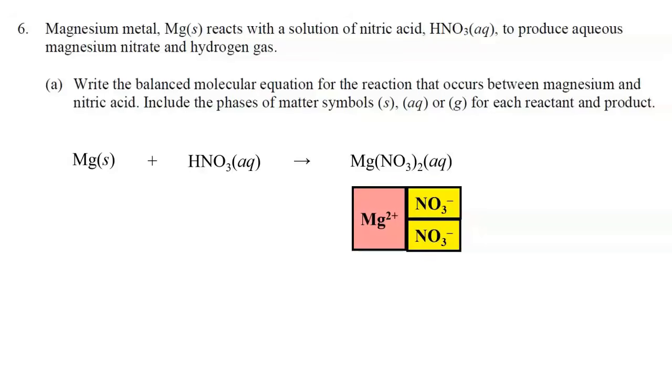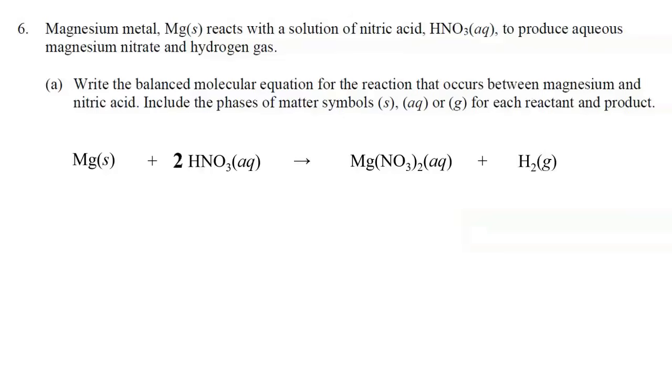The last product is hydrogen gas, and since hydrogen is a diatomic element, we write that as H2, again, G for gas. This equation is almost perfect. Everything looks good on both the left and the right. All we have to do is balance the equation, so we have to put a 2 as the coefficient in front of the nitric acid. So this is our correct answer to part A.